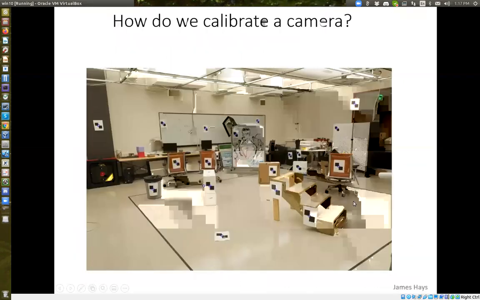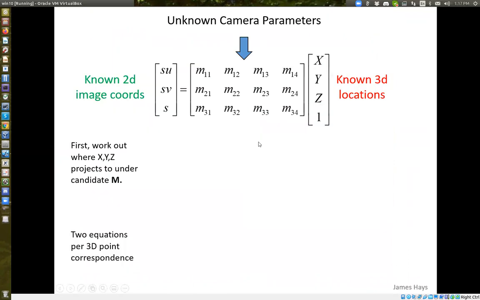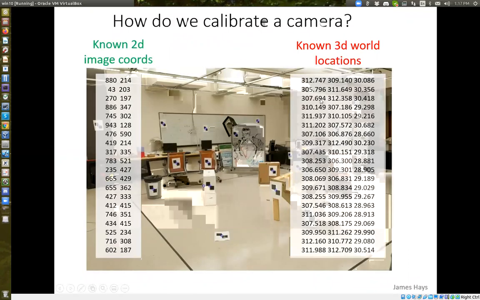Then I can again reparameterize this whole thing. Let's say I have this known 2D coordinate and known 3D coordinates. So here we assume we know the coordinates. If we don't know the coordinates, we cannot do calibration, right? So here we assume that we know these 3D coordinates here.